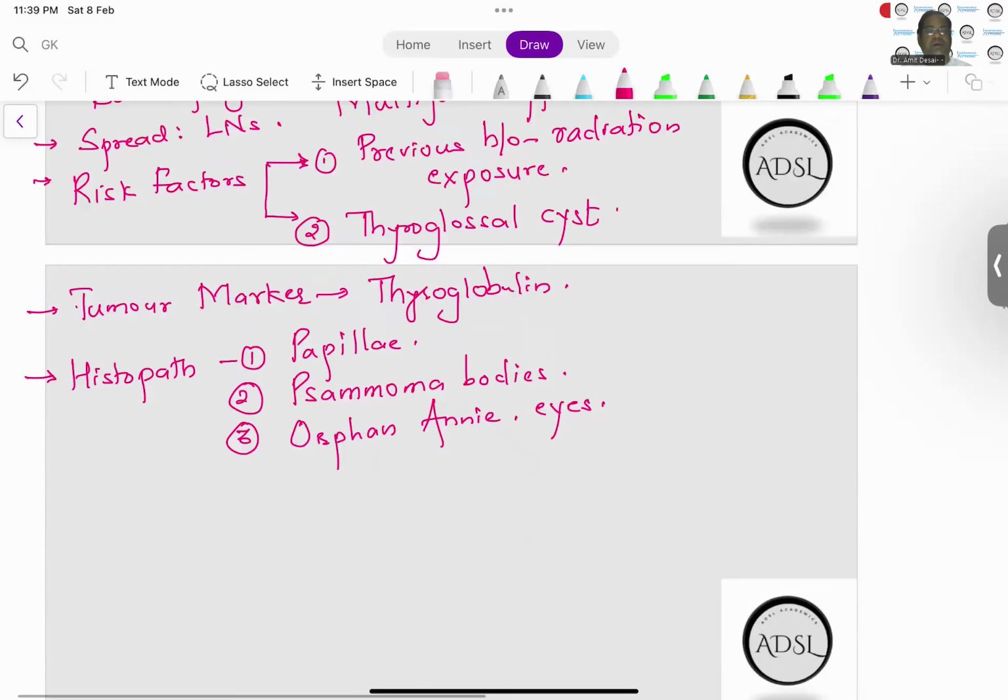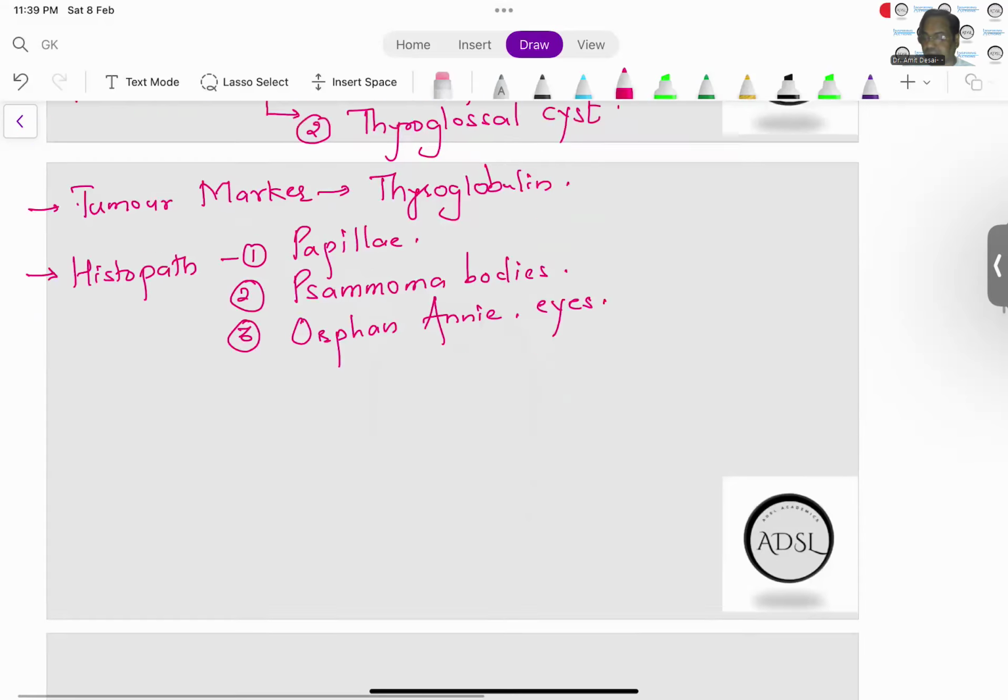And remember, there is nothing like lateral aberrant thyroid. It is basically metastasis from the papillary thyroid cancer.